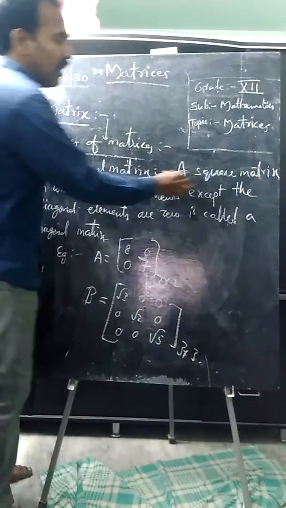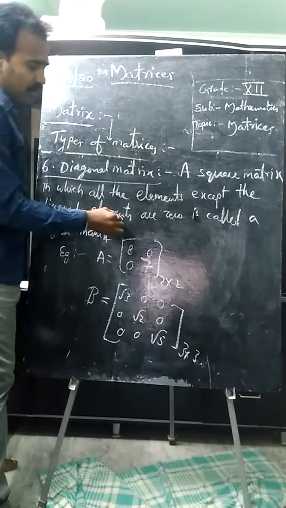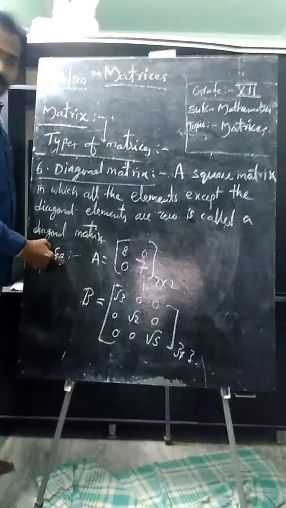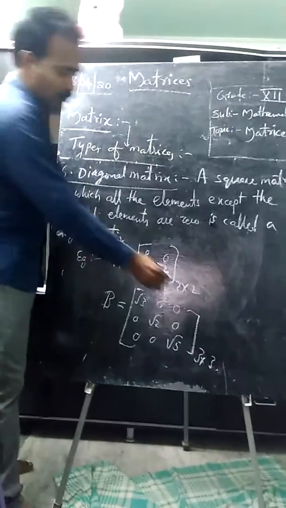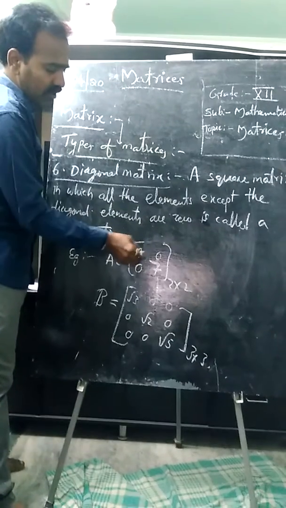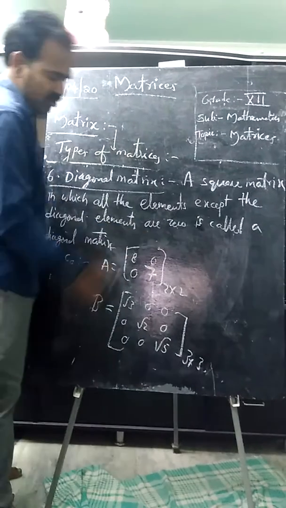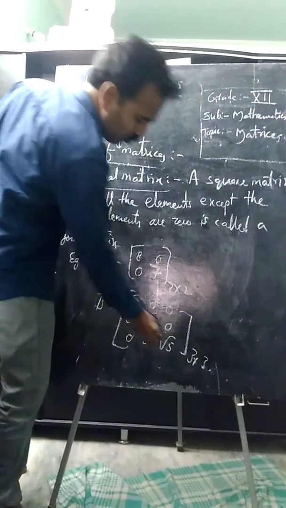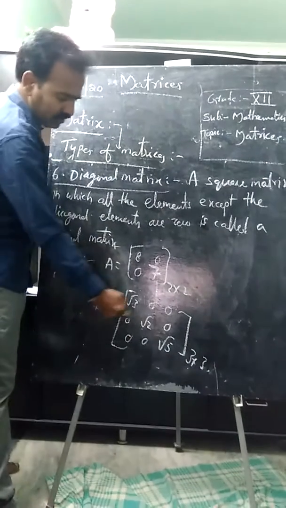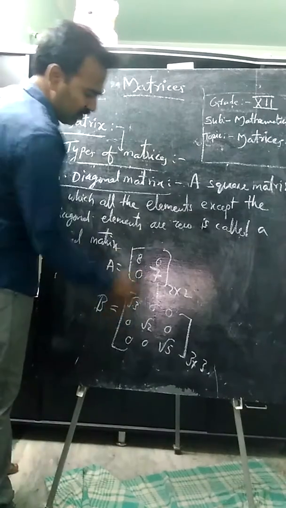A diagonal matrix means a square matrix in which all the elements except the diagonal elements are zero is called a diagonal matrix. For example, let me take matrix A, 2 by 2, it's a square matrix. If you observe, the diagonal elements are 8 and 7, but the rest are zeros. Even here also, root 3, root 2, root 5, order is 3 by 3. It is a square matrix in which the diagonal elements are other than zeros, and the rest of the elements are zeros.